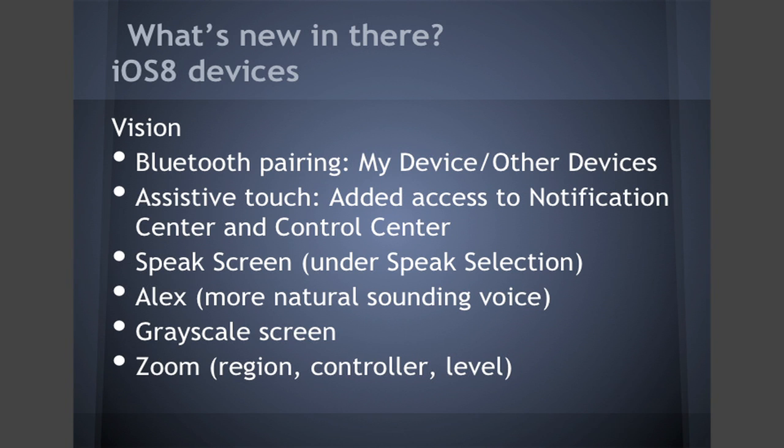Assistive touch is a means to access anything in your device with a stylus or with one finger, and we'll do that together. But what's neat now is that Notification Center and Control Center are able to work in assistive touch. Speak selection is where you can select the text on your device and it will speak it out loud to you. Now you can speak the screen.